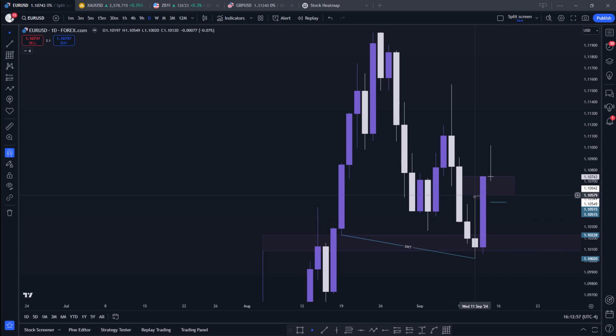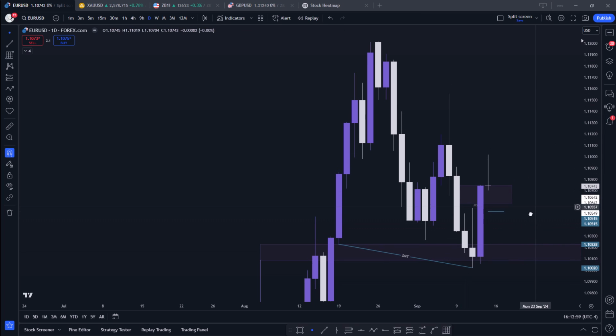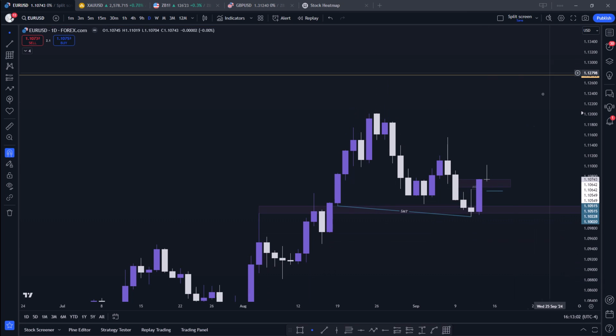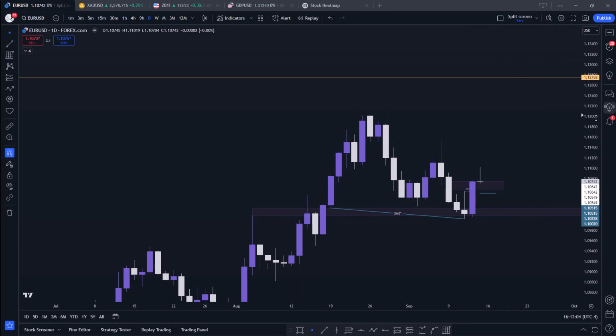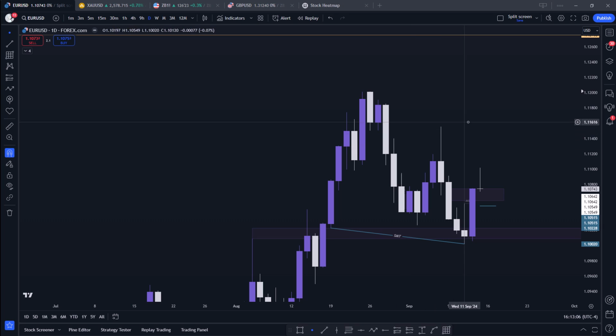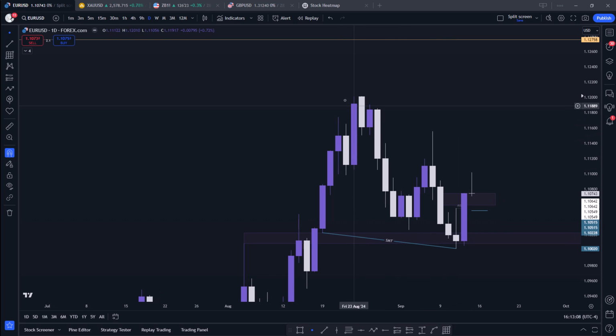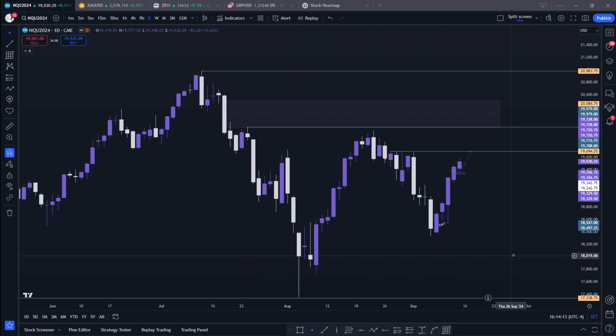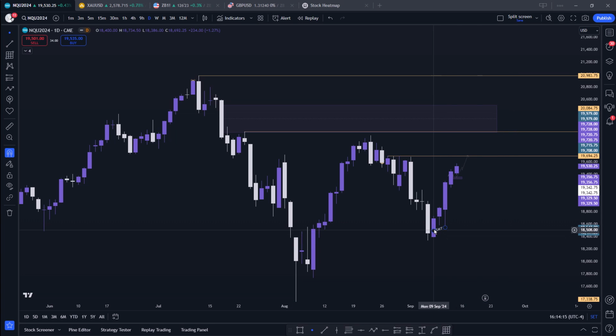So I like this formation so far to support higher prices. Yeah, that's GU and EU. Now we move on to the indices. Let's start with the NASDAQ.